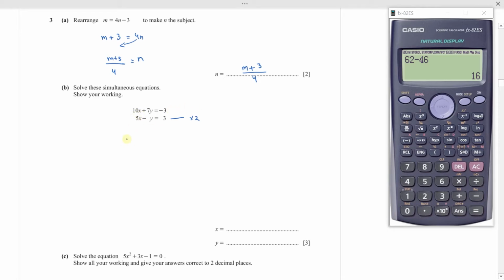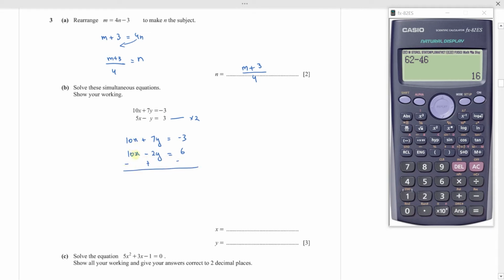So I will write the first equation as it is, 10x plus 7y equals minus 3. And then I will multiply this by 2, so this will be 10x minus 2y equals 6. And then since I'm subtracting, I'll switch the signs of the second equation. So this will become negative 10x plus 2y minus 6.